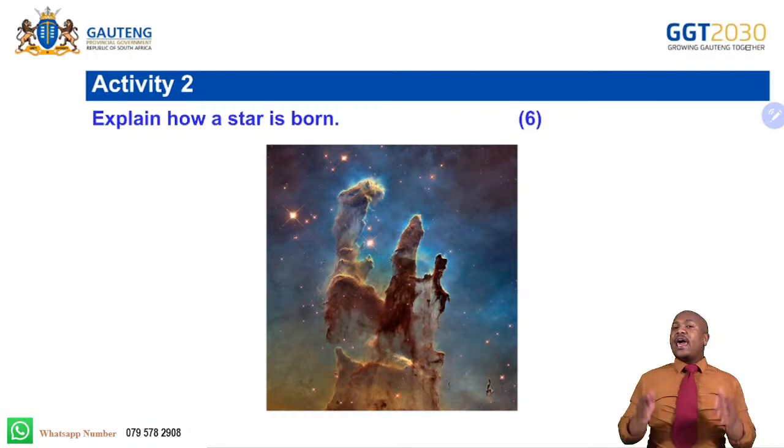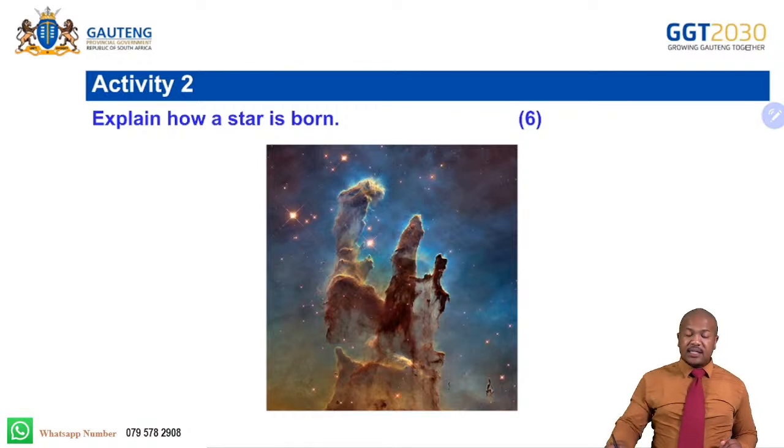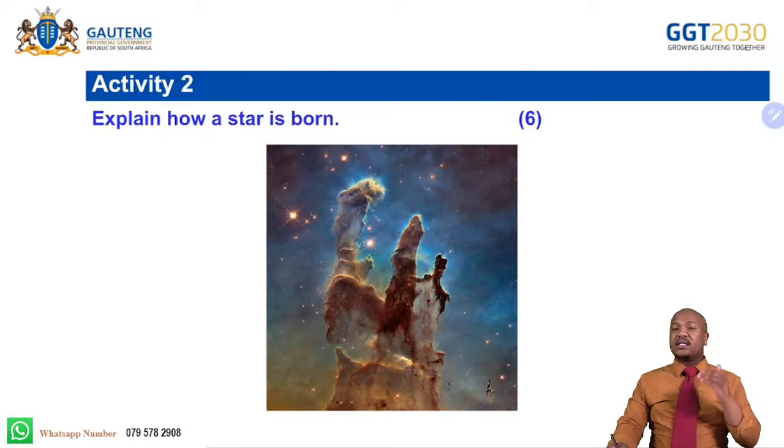So now, activity 2. It says explain how a star is born, for 6 marks, because there's a lot to say. So explain how a star is born. Let's take 5 minutes just to write down this activity.